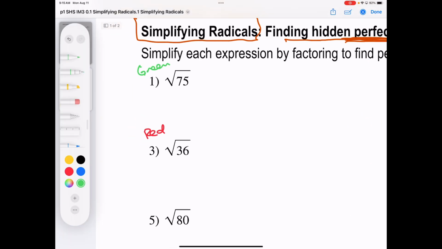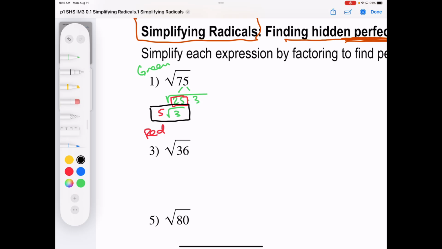All right, green chairs. How did you break up 75? 25 times 3. Break it up to 25 times 3. And the square root of 25 is? 5. Okay, question. Where does the 5 go? Inside or outside? It goes on the outside. And what's left inside? The 3. So your answer is 5 radical 3.